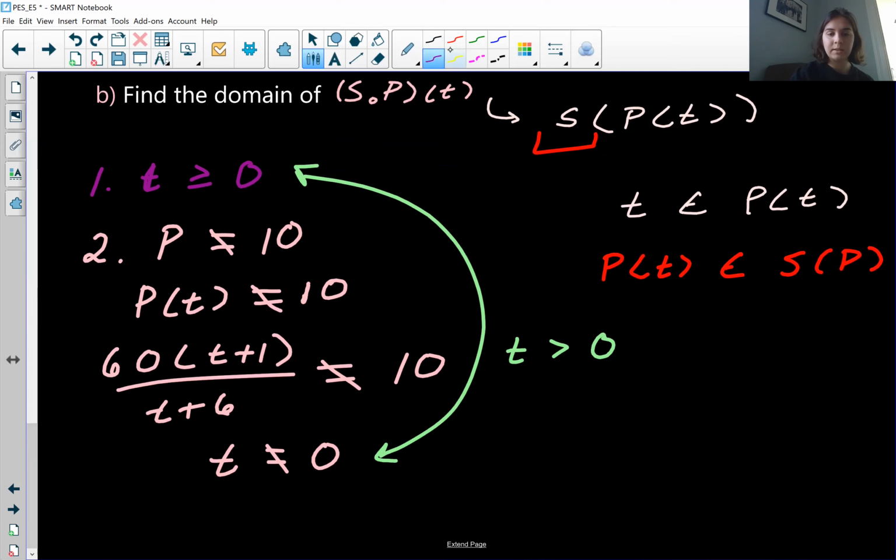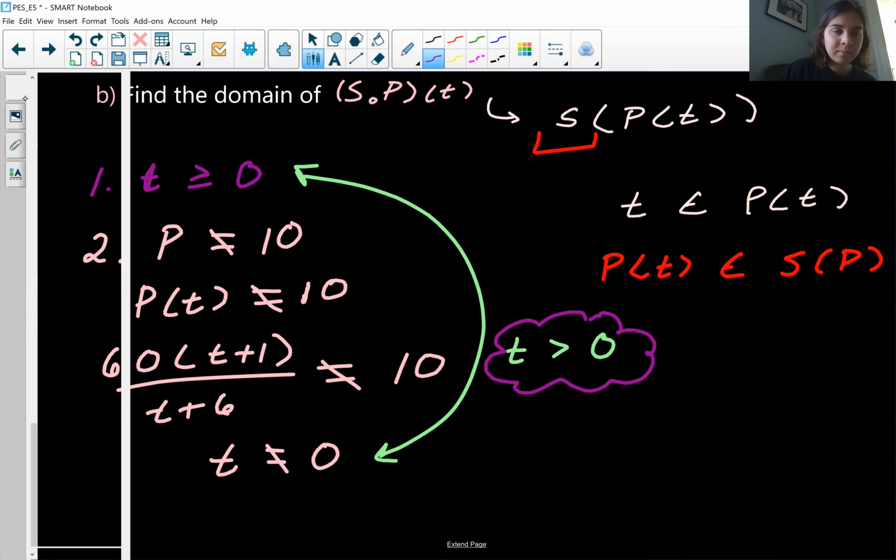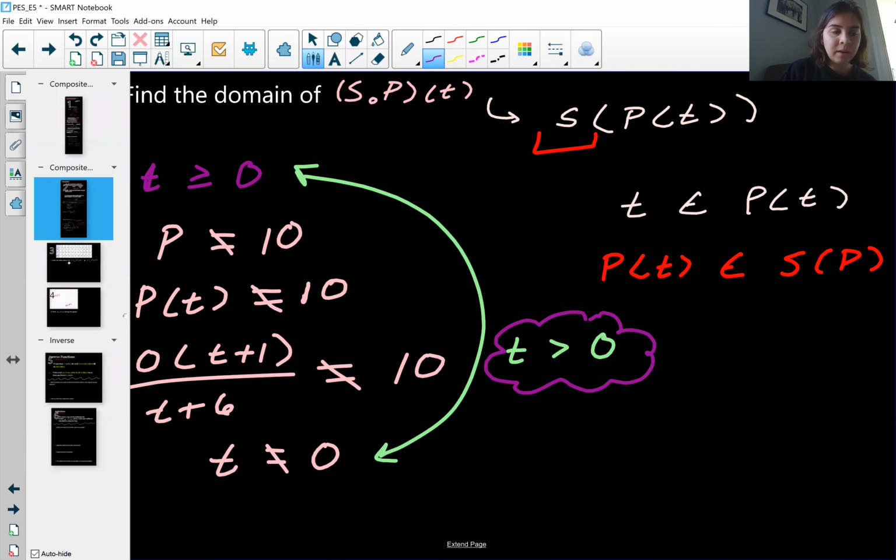That's our domain, folks. So the process here, you want to find the t-values that work for the inside function. And then you want to see the domain of the outside function and figure out if there are any invalid outputs there. And then you're going to set the inside function equal to those numbers to figure out the t-values that would have created that result that we wouldn't want. It's a lot of talking, I know. Okay.